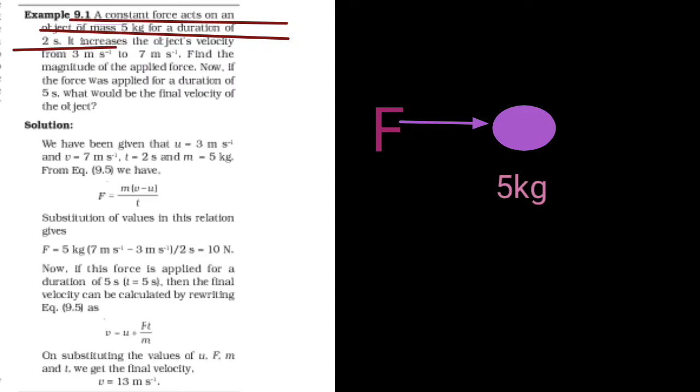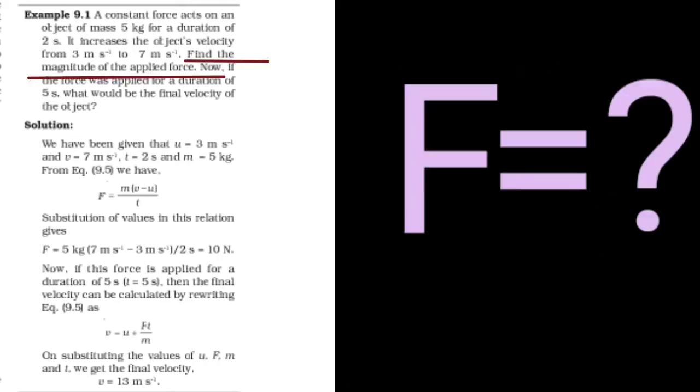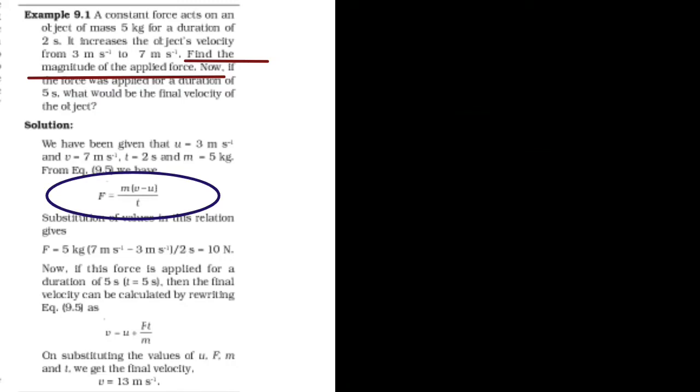Now we will do a numerical based on Newton's second law of motion. A constant force acts on an object of mass 5 kilograms for a duration of 2 seconds. It increases the object's velocity from 3 meter per second to 7 meter per second. It means initial velocity u is 3 meter per second and final velocity v is equal to 7 meter per second. Find the magnitude of applied force. So we will use this formula according to Newton's second law of motion and we will substitute the values and we'll get the result. F is equal to 10 newtons.